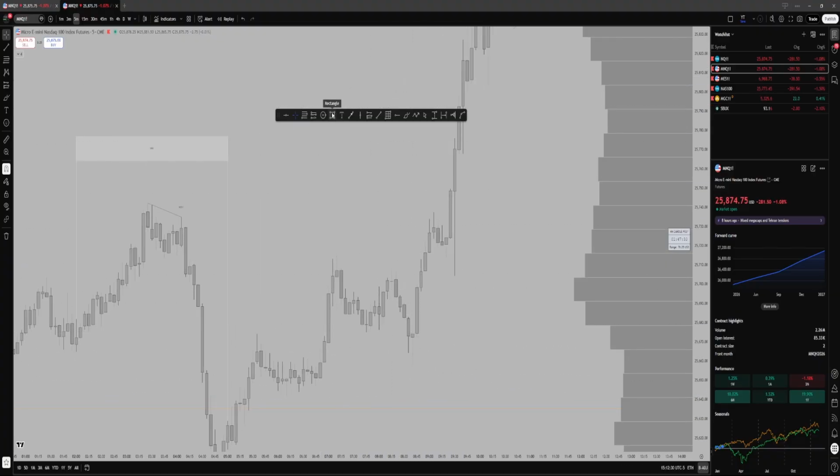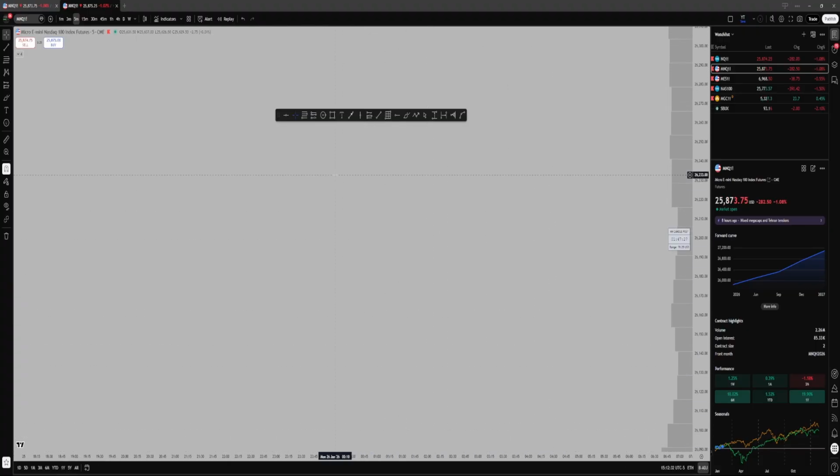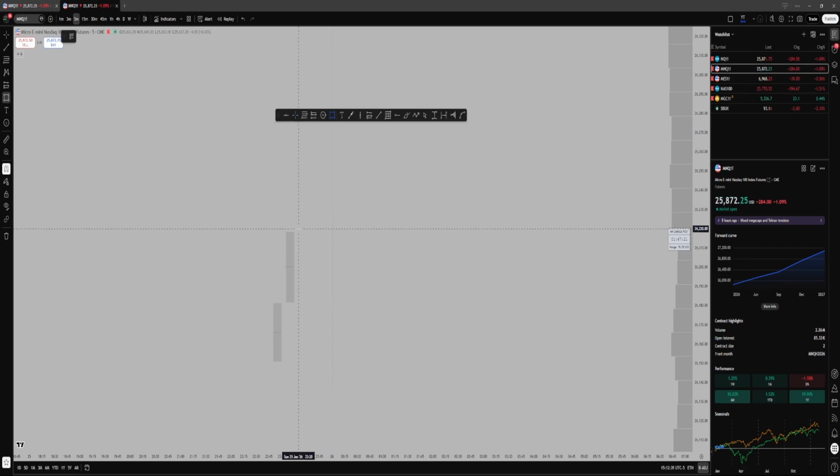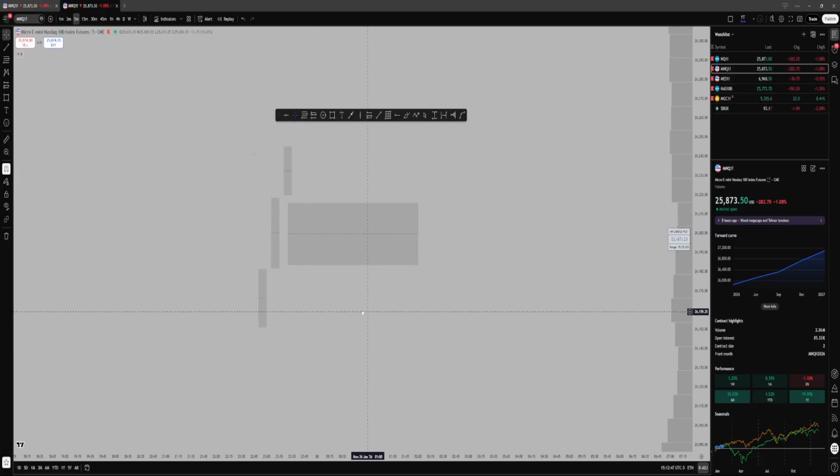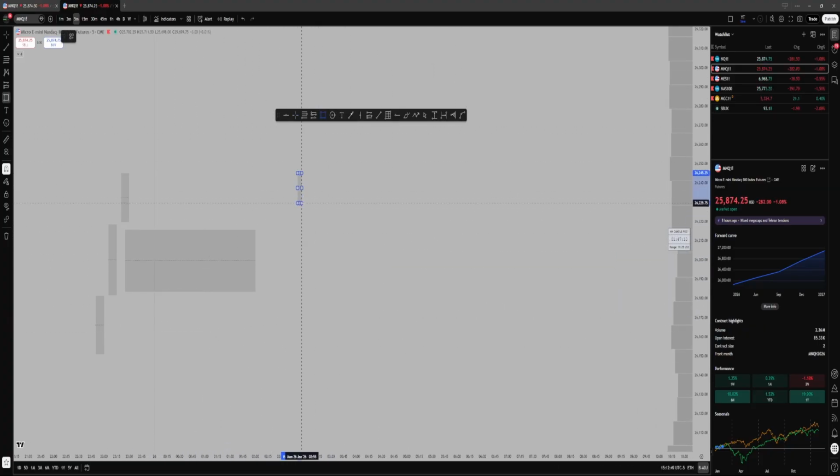Okay, fair value gaps. A fair value gap is essentially three candles, and there's a gap in between each one of them, right? So this right here would be your gap. This right here would be your gap. Same thing if we're selling off, right? We have here, here, and we have here. What do we have here?